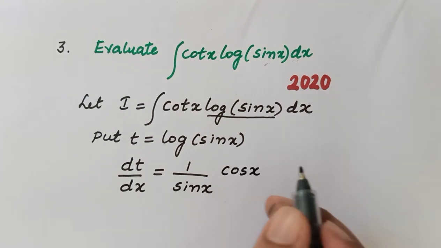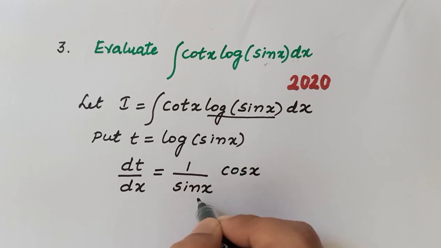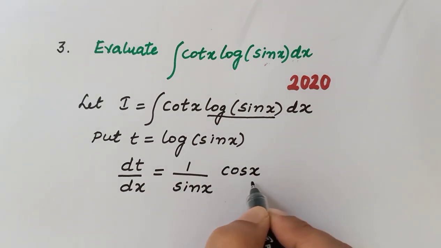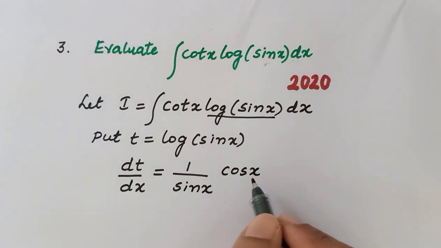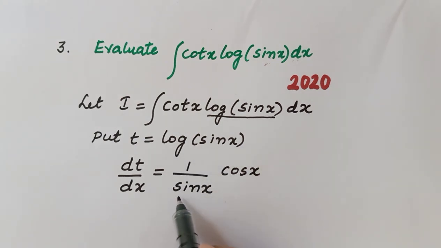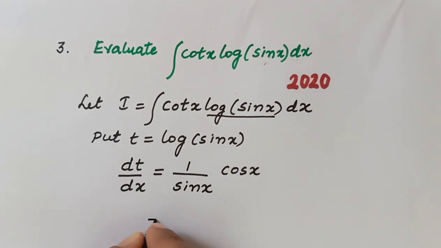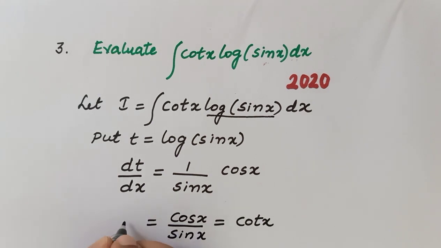Is that clear? Okay. So dt by dx is equal to, now log of sin x is 1 by sin x, and again differentiating this sin x gives cos x. See, log of x is 1 by x, and again the differentiation of x is equal to 1. So we are getting only 1 by x, but now here it is sin x, so it will be 1 by sin x, and again the differentiation of sin x will be equal to cos x. So which is now equal to cos x by sin x, which is equal to cot x.